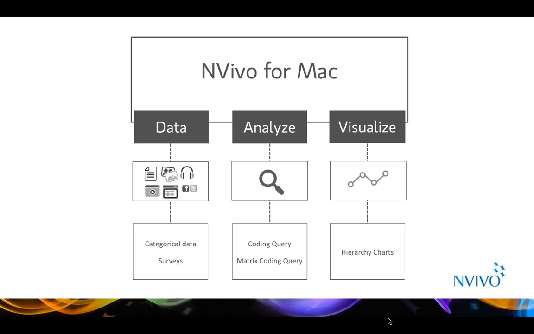You can import demographic data, bibliographic data, or other categorical information into NVivo for Mac. Organize surveys with both open and closed-ended questions, and use queries to isolate coding by variables or cross-tabulate attributes in coding.